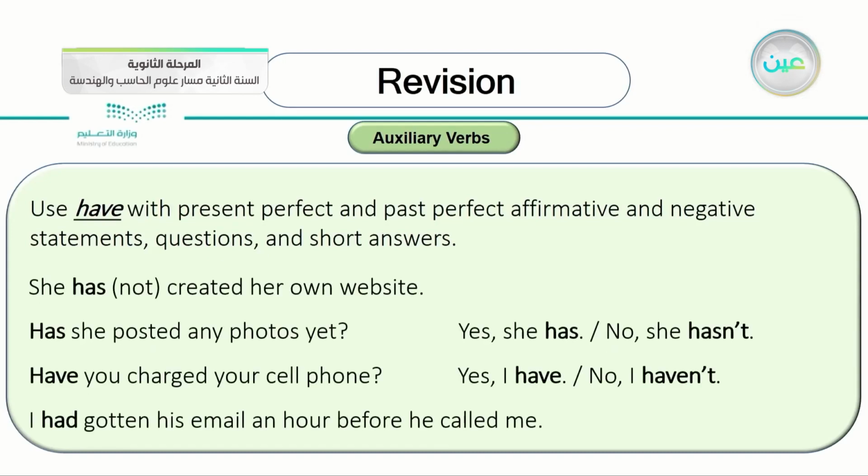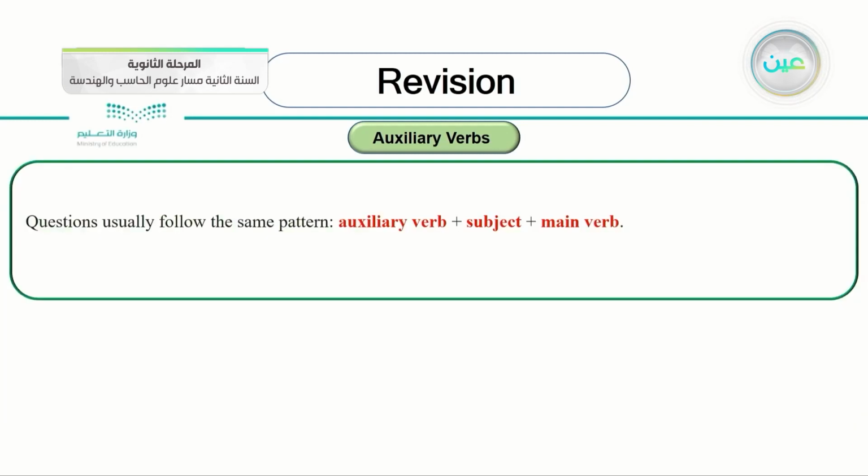Then we took the have. We use have with present perfect and past perfect, affirmative and negative statements, questions and short answers. And then here are some examples. She has or has not created her own website. And in the question form, has she posted any photos yet? Again, beginning with the auxiliary verb, then the subject. Has she posted any photos yet?